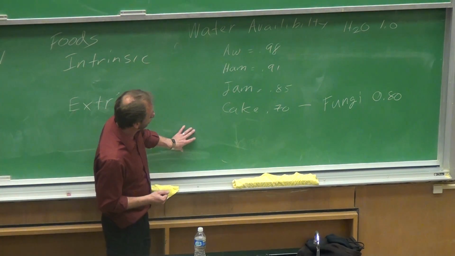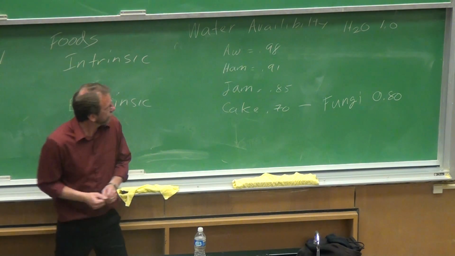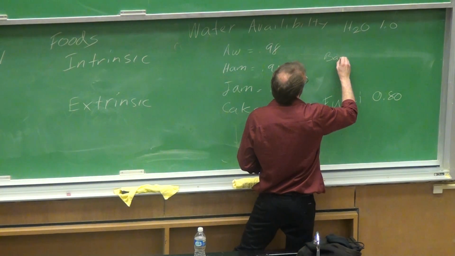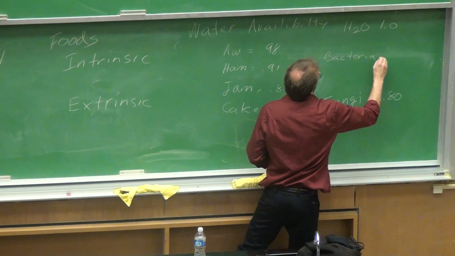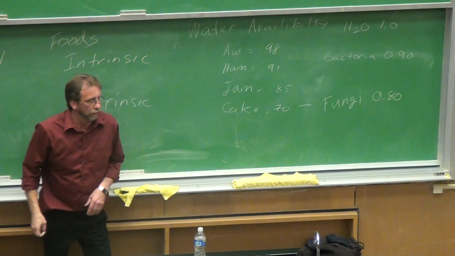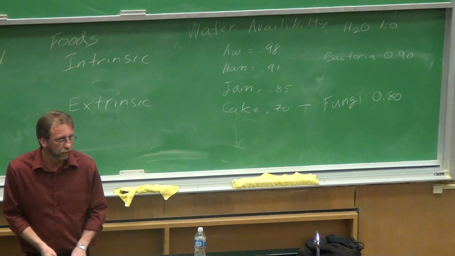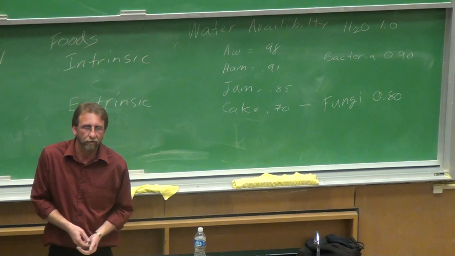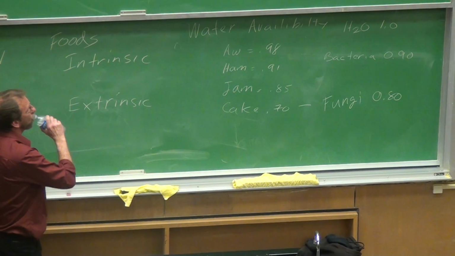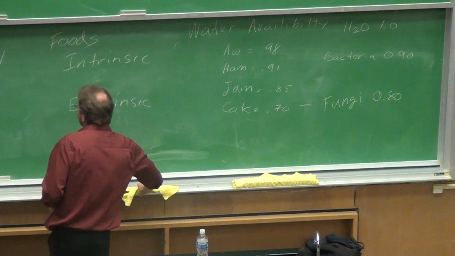In addition to that, most bacteria are going to require a water availability that's somewhere around 0.9 or higher. So the amount of water that's available to the microbe will dictate what type of microbe will be able to grow. So water availability is an intrinsic factor.